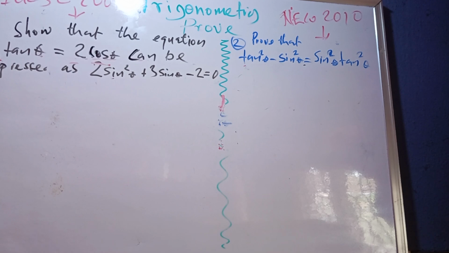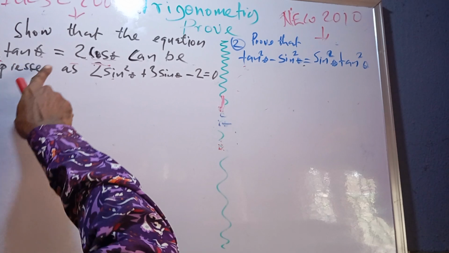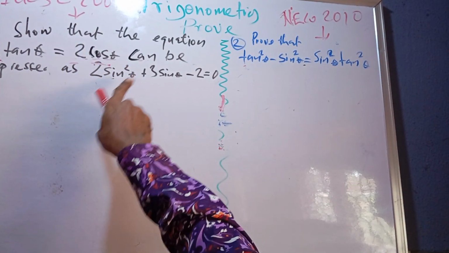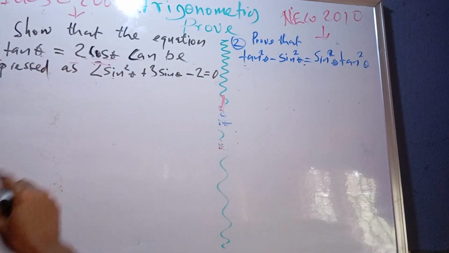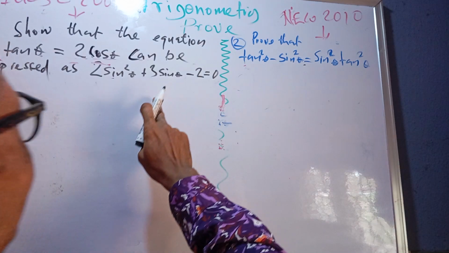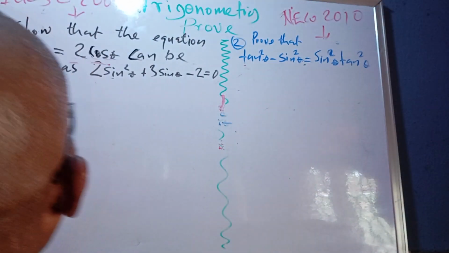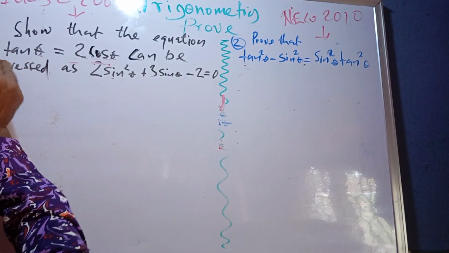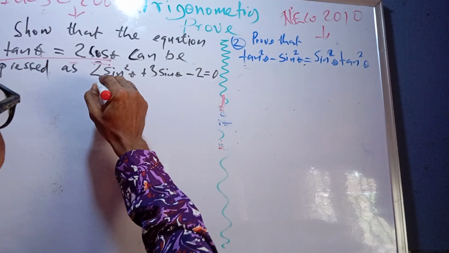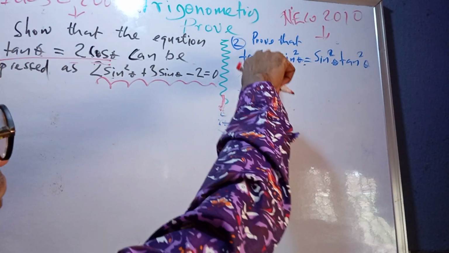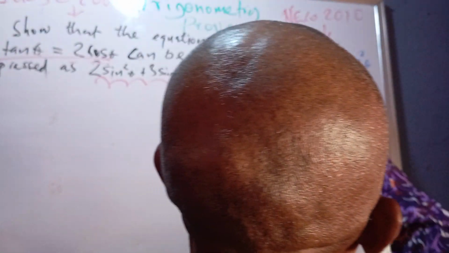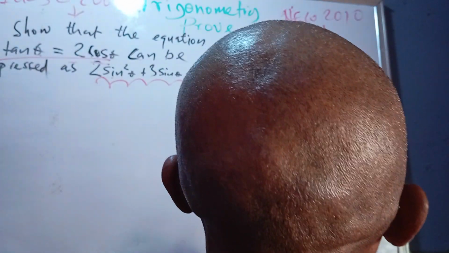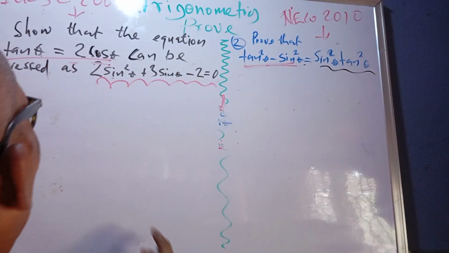Now, this one says show that the equation 3 tan theta equals 2 cos theta can be expressed as 2 sine squared theta plus 3 sine theta minus 2. That is what we are going to do in this question, to prove that this equation can be written like this. And for this one, we are going to prove that this subtraction can be written as this product. Very, very straightforward what we are going to do here.